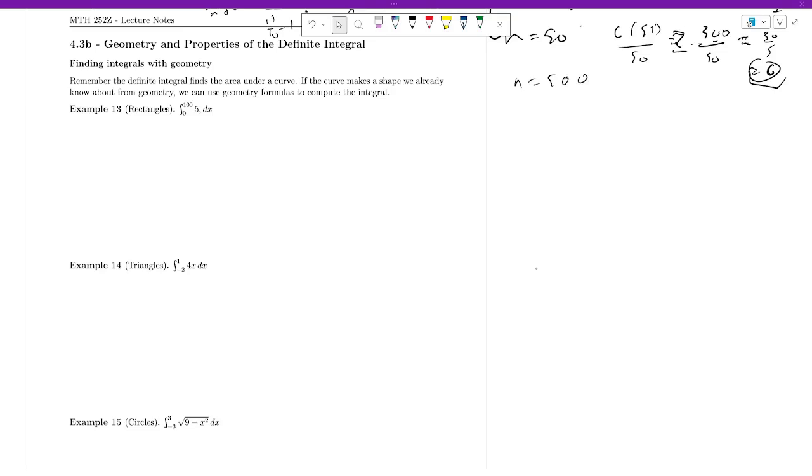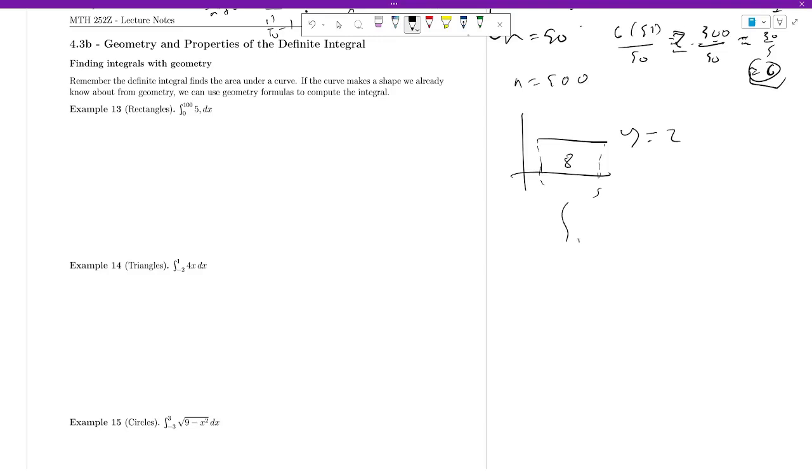Remember, the whole point of what we're doing is getting the area under the curve of a function. So if the graph of the function happens to already be making a shape that we know the area of from geometry, then we can evaluate the definite integral. Like, if my function is y equals 2, for example, and I'm going from 1 to 5, then I already know the area of this. It's 8, because this is 4 wide and 2 tall.